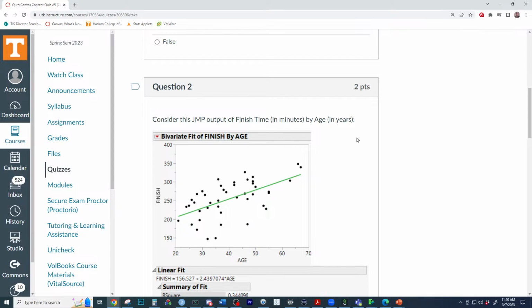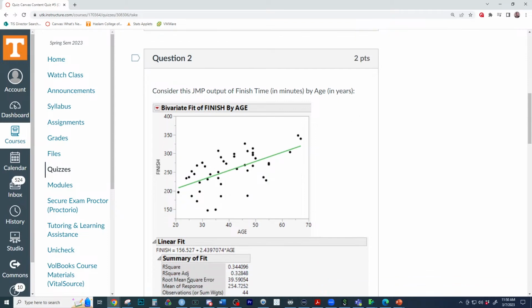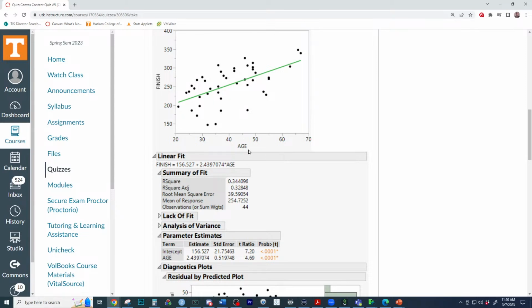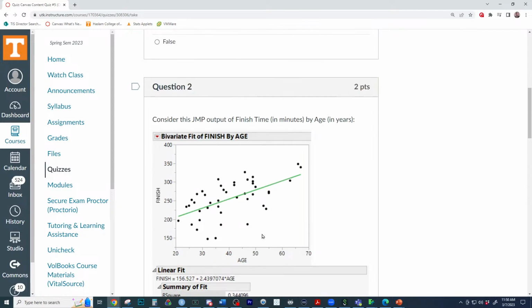Consider the JMP output. So once again, you should know the following in the JMP output. You should know here the intercept, you should know here the slope, and you should know the R squared. So with this in mind, the intercept is when age is equal to 0, we expect finish time to be 156.5 seconds. Now that is illogical because you can't have an age equal to 0. The slope would be for each additional year someone is older, we expect their finish time to be 2.4 seconds longer, because I think this is in seconds.